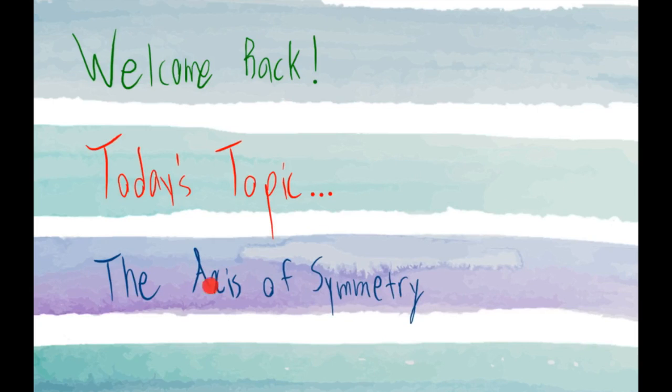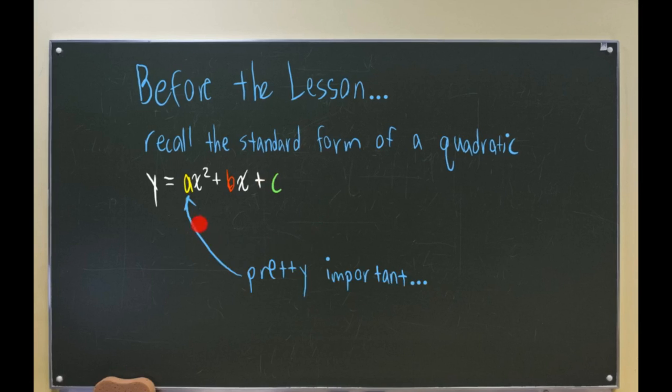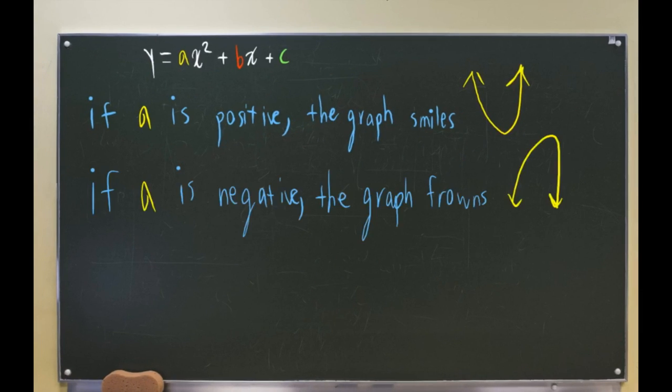Today we're looking at the axis of symmetry. So before the lesson, let's recall the standard form of a quadratic. It's y equals ax squared plus bx plus c. And remember, the a is pretty important because if the a is positive, then the graph smiles, looks like this, but if it's negative, the graph frowns.